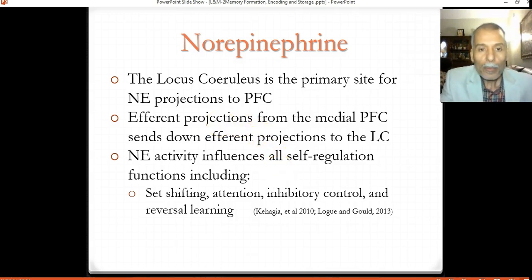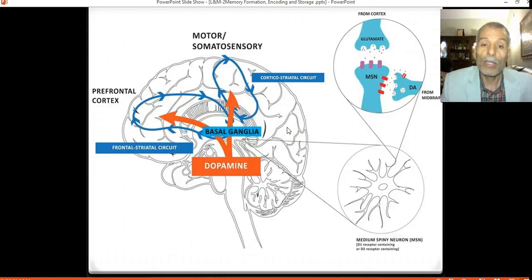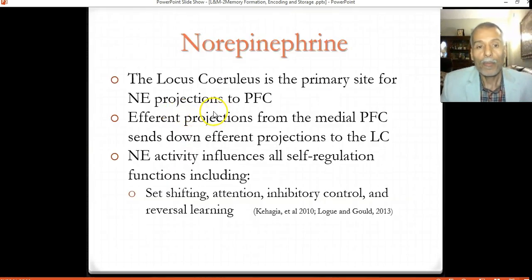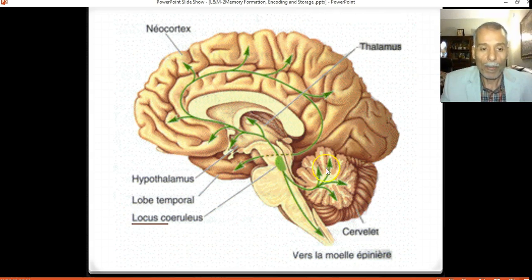Norepinephrine is produced by an area called the locus coeruleus, and that is the primary site for the projection of norepinephrine to the prefrontal cortex. So the prefrontal cortex doesn't make its own norepinephrine or dopamine; it gets them from somewhere else. The projections from the medial prefrontal cortex go down to the locus coeruleus, which is basically in the brain stem.